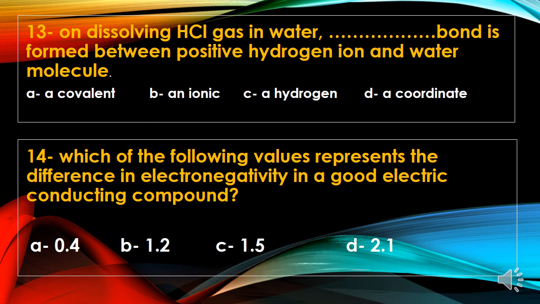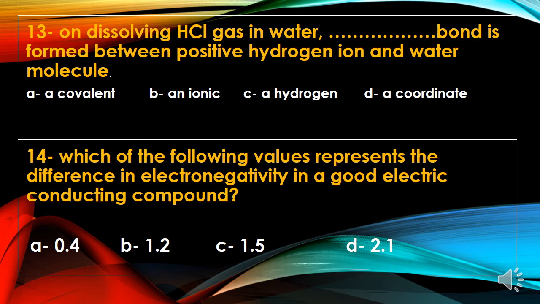Question number 13. In dissolving hydrochloric acid HCl gas in water, a bond is formed between the positive hydrogen ion and the water molecule: A, covalent; B, anionic; C, hydrogen; D, coordinate. The answer will be coordinate because the positive hydrogen ion and water molecule will form a hydronium ion with a coordinate bond.